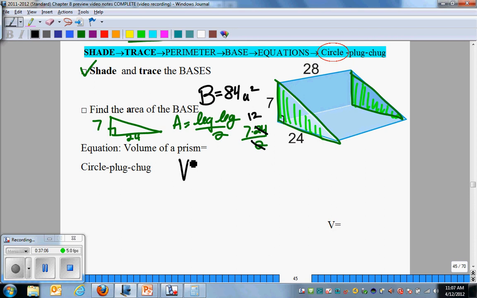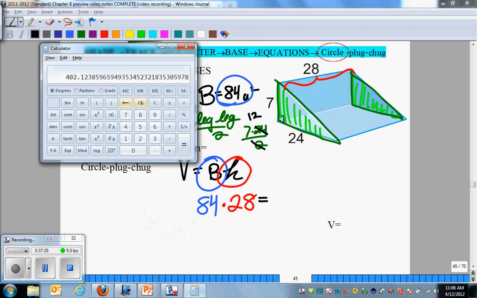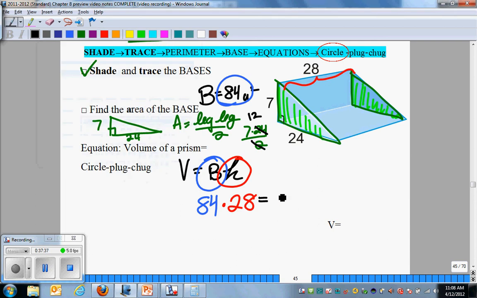Volume is simply base times the height. So I'm going to do circle, plug, chug. I circle base, I physically pick up the base, it's 84. Height, very important. 7 is not the height here. The height is the distance between the bases. So it's 28. So I do 84 times 28. You get 2,352. In this case, whatever our units would be cubed, because now we're dealing in 3 dimensions.